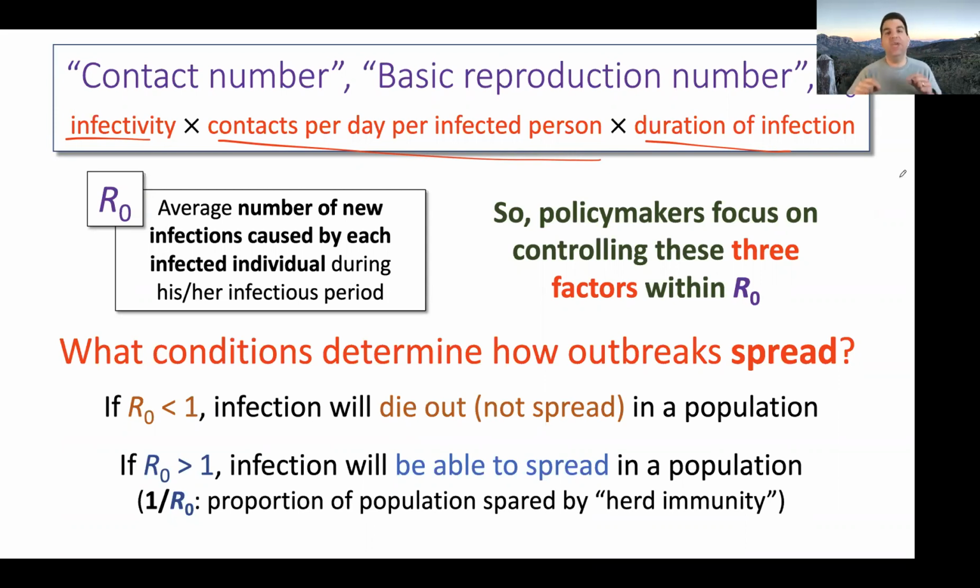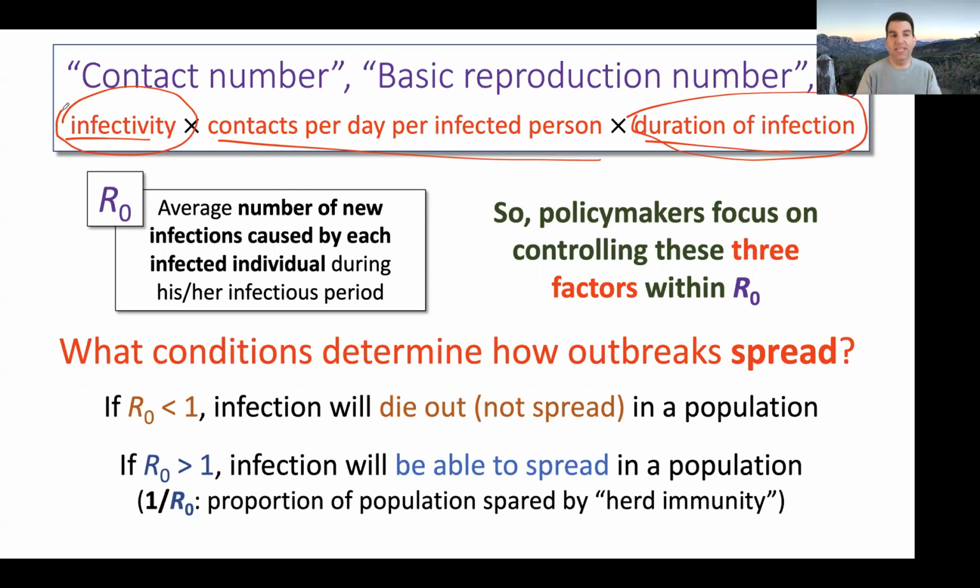And furthermore, we can get people to change their behavior so that they can reduce these things. So for example, we could invest in medicines that reduce the duration of infection. We could invest in media campaigns to get people to wear masks, for example.